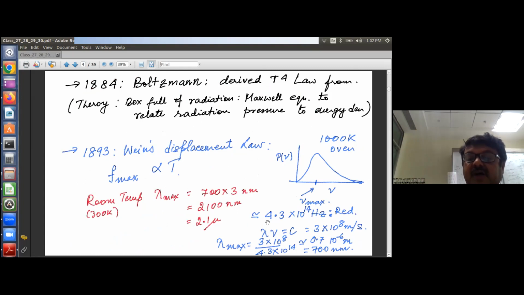And that's because, emanating light, we can see the radiation, the red spectrum, at approximately 1000 Kelvin, and that corresponds to 4.3 × 10^14 hertz. If you convert this frequency using λν = c, where c is equal to 3 × 10^8 meters per second, the speed of light, you can calculate the λ max, and that will come out to be around 700 nanometers.